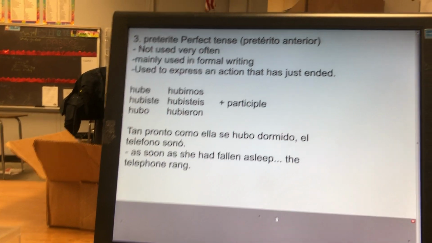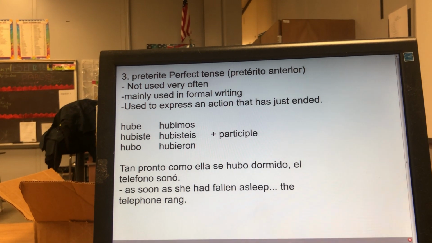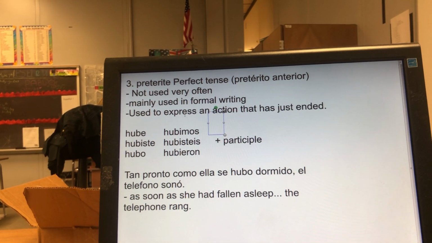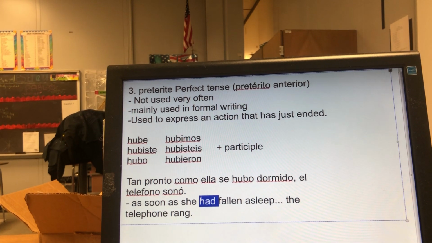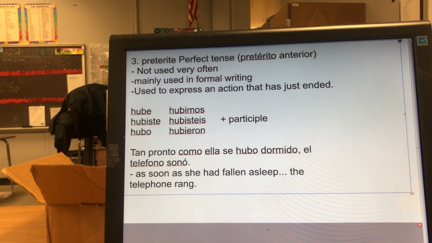So here it is. Hube, hubiste, hubo, hubimos, hubisteis, hubieron. It's in the preterite tense of haber. And it means the same thing. It translates the same way, had, as the imperfect one. So we're going to be using the imperfect one instead of this one, okay?